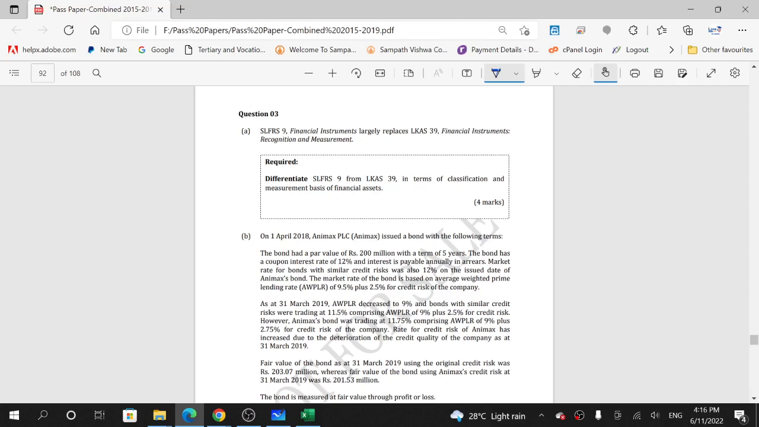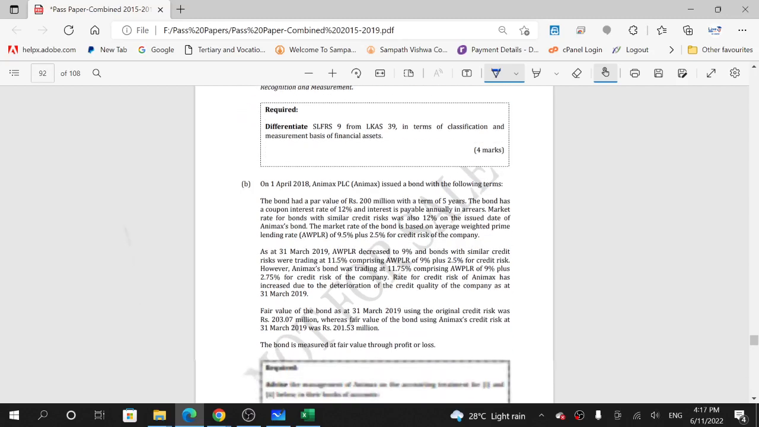We should not spend the time, because under the new standard, classification is broadly put into 3 categories: amortized cost, fair value through P&L, and fair value through OCI. But in the previous standard, classification was into 4 categories. Held to maturity investments look like amortized cost, fair value through P&L is the same as now, and available for sale is again fair value through OCI. Loans and receivables now come under amortized cost. That is the basic difference, so we should not spend time on that. Shall we look at part B of the question?